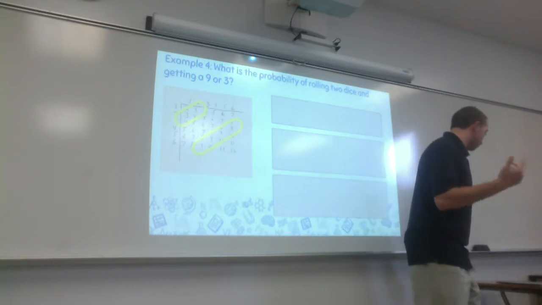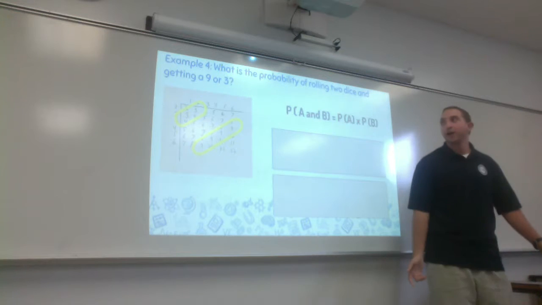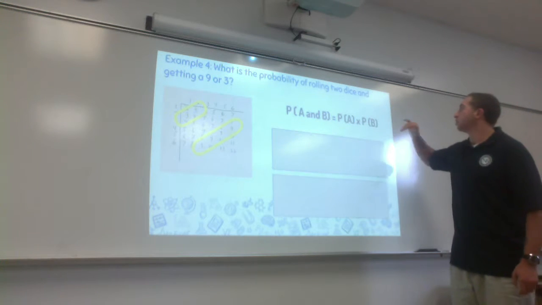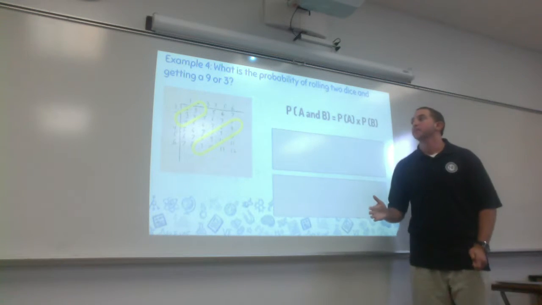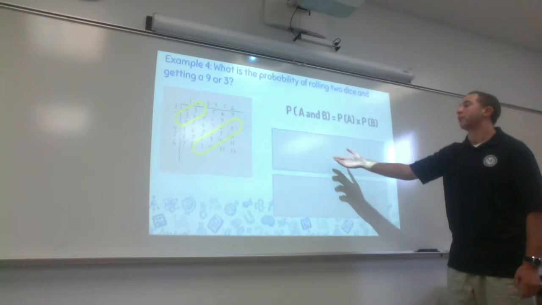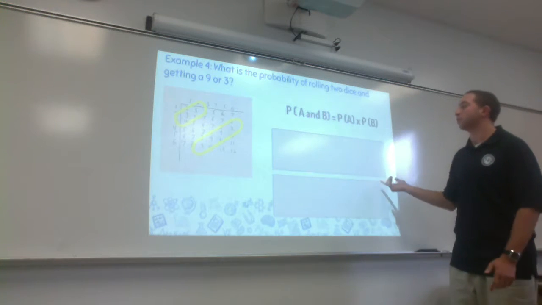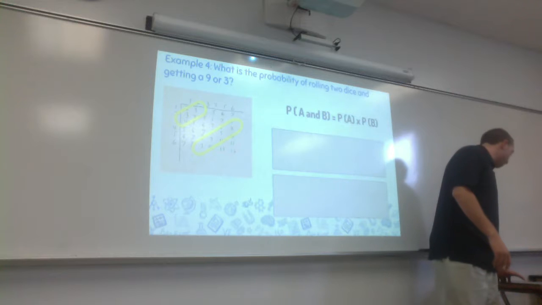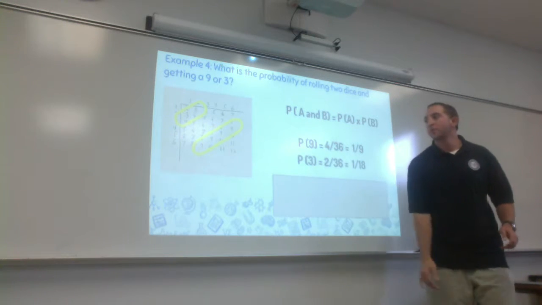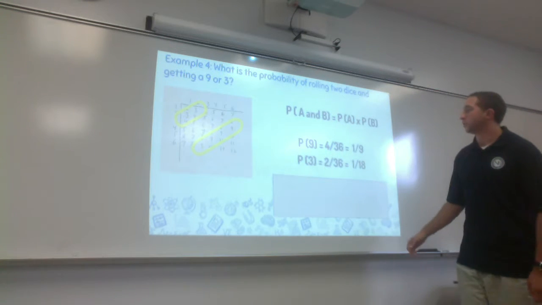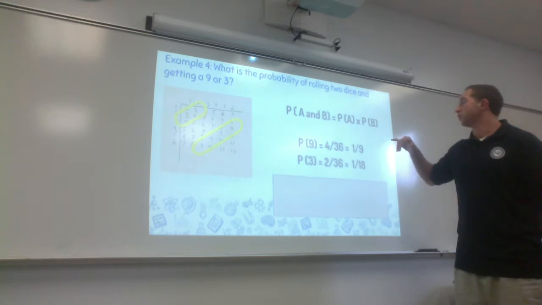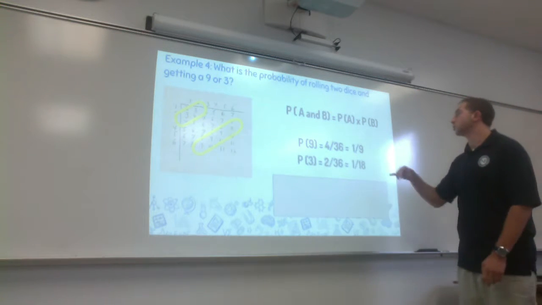So we're going to go back to the formula again, where you have the probability of event A times the probability of event B. In this case, the probability of A is going to be either a 9 or a 3, and then the other one for the probability of B. I made my probability of A as 9, and my probability of B as 3. So you have a 4 out of 36 chance of getting a 9, like we saw in the last problem, which is 1 over 9.